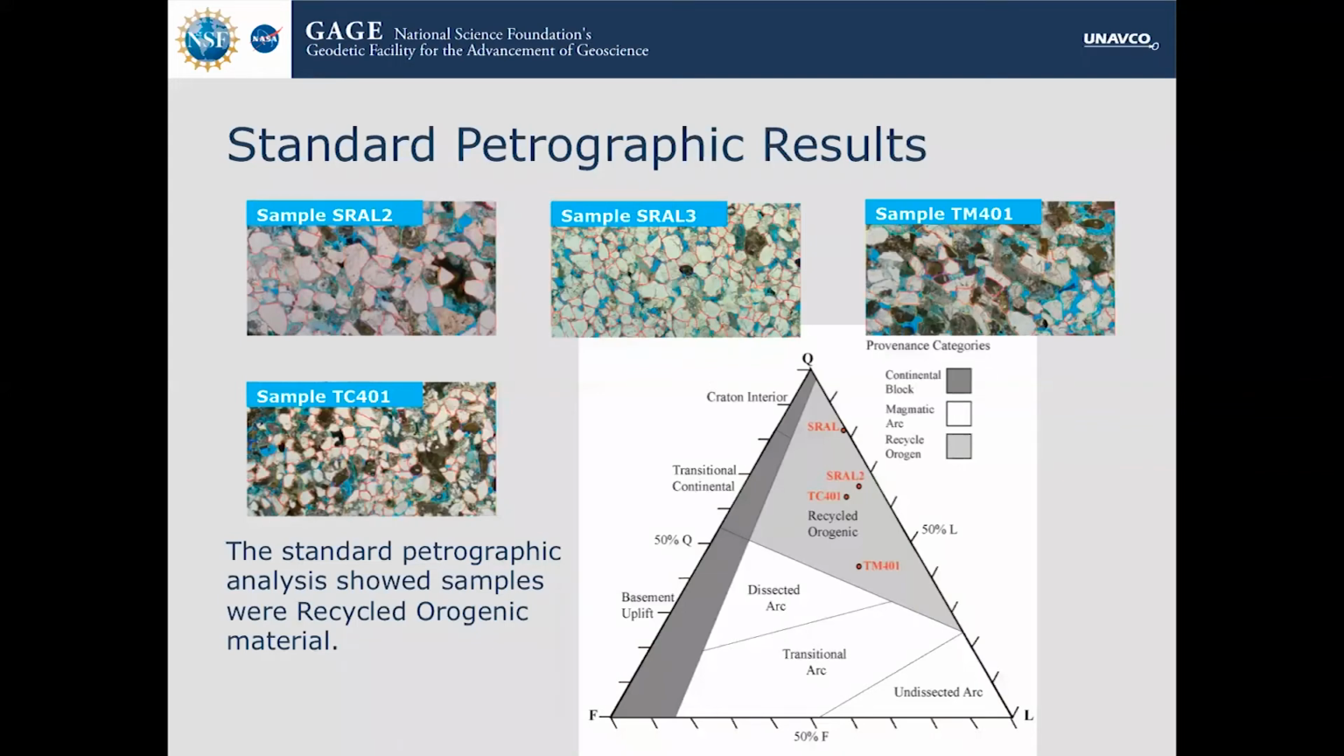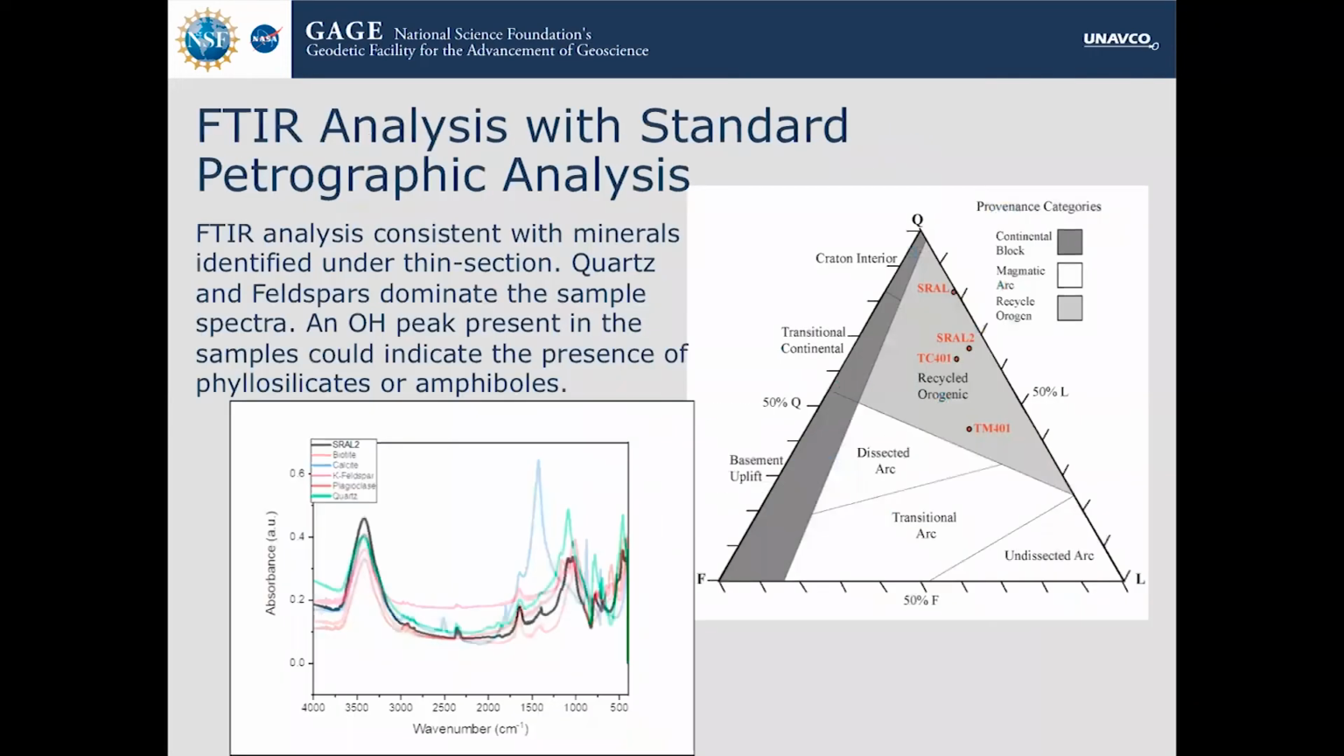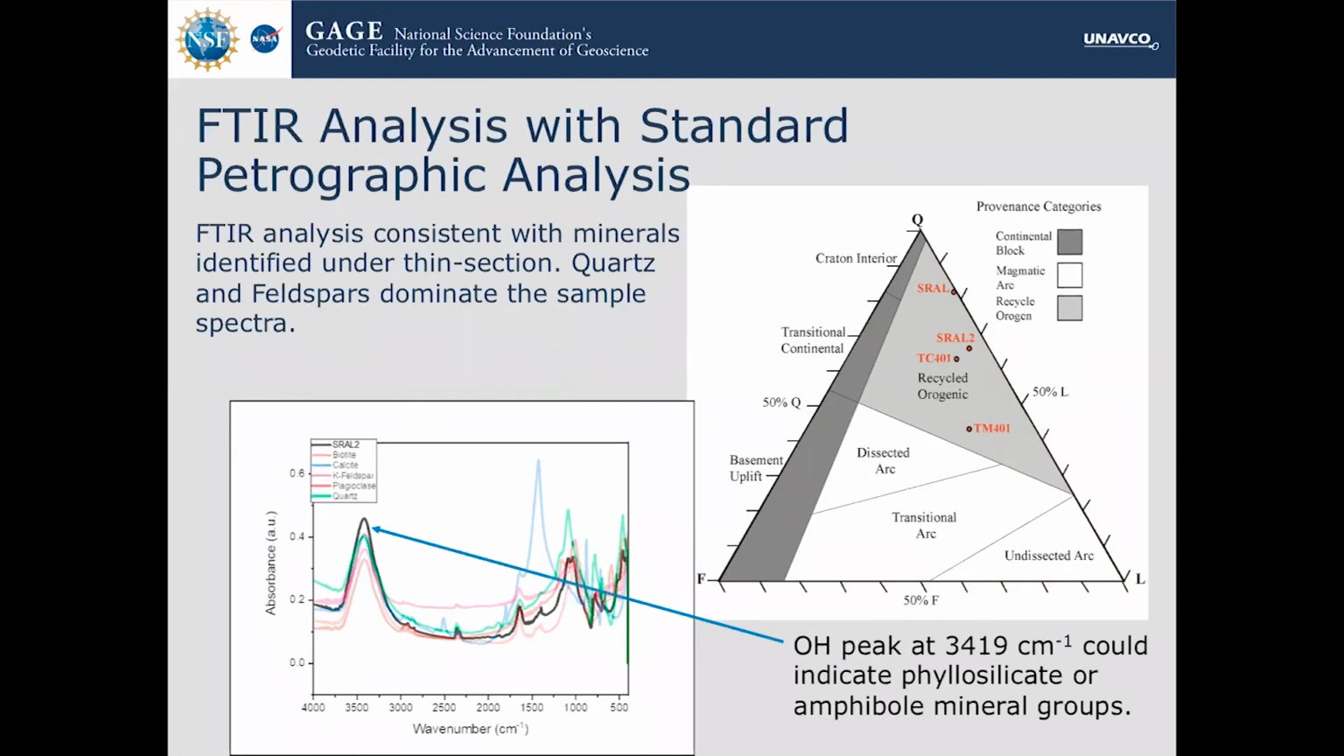So the standard petrographic results were pretty typical of a recycled orogenic material, and all of them fell into that top part of the QFL chart, which was to be expected. So this is where we're combining the FTIR analysis and the standard petrographic analysis. Which was really interesting because, yes, they were very consistent with each other. The FTIR analysis, the minerals that I got from the spectra compared with the QFL chart, were very consistent, but we did see something really interesting.